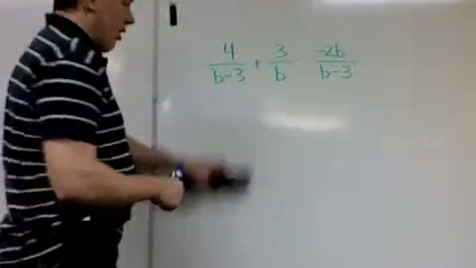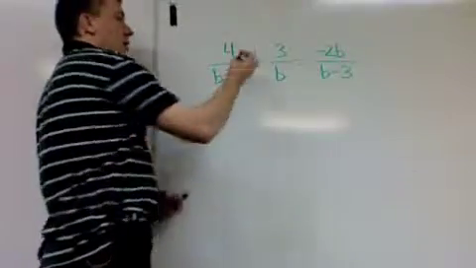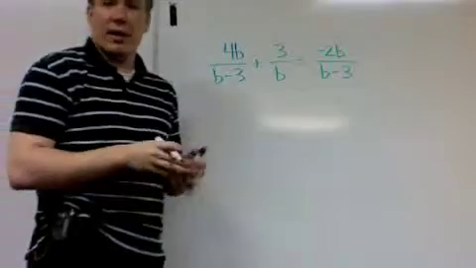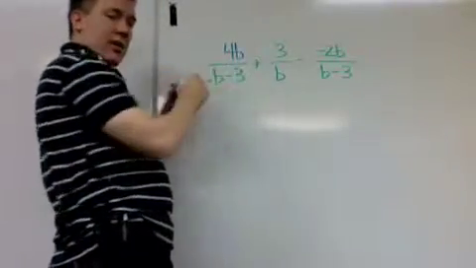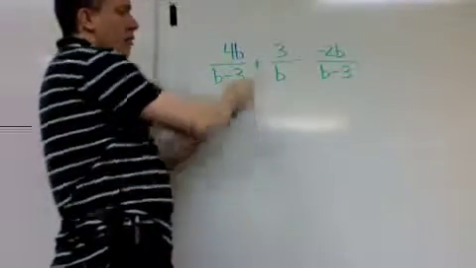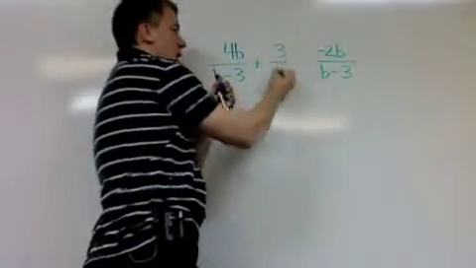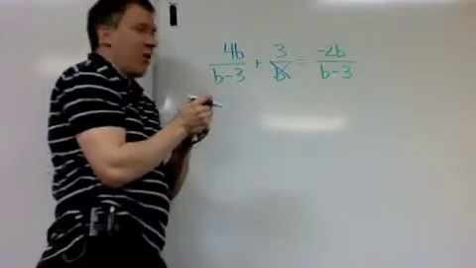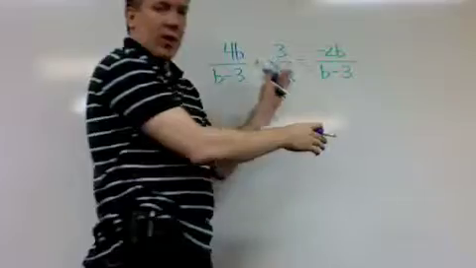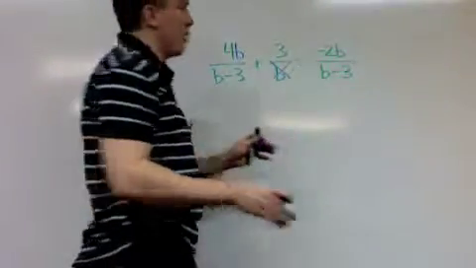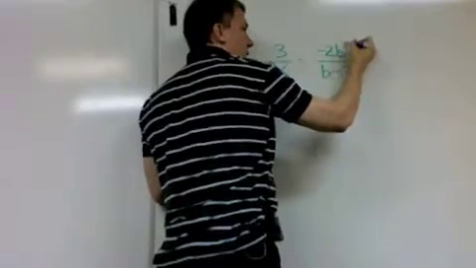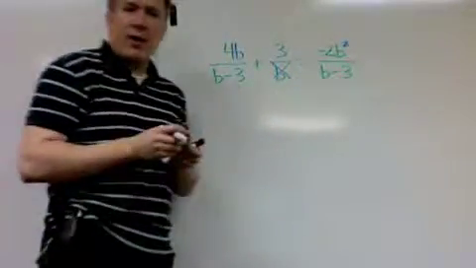Then this right here would become 4b on the top. And the bottom would remain unchanged because I can't cancel this. This is two terms, this is one. I can't do that. Okay, so if I multiply this part by b though, that does cancel, and so I'm left with 3 there. If I multiply this by b, well, I can't cancel b with b minus 3. That's not something I can do. If I multiply the top part by b, well, that's b squared. Okay, so now I've gotten rid of one of my fractions.